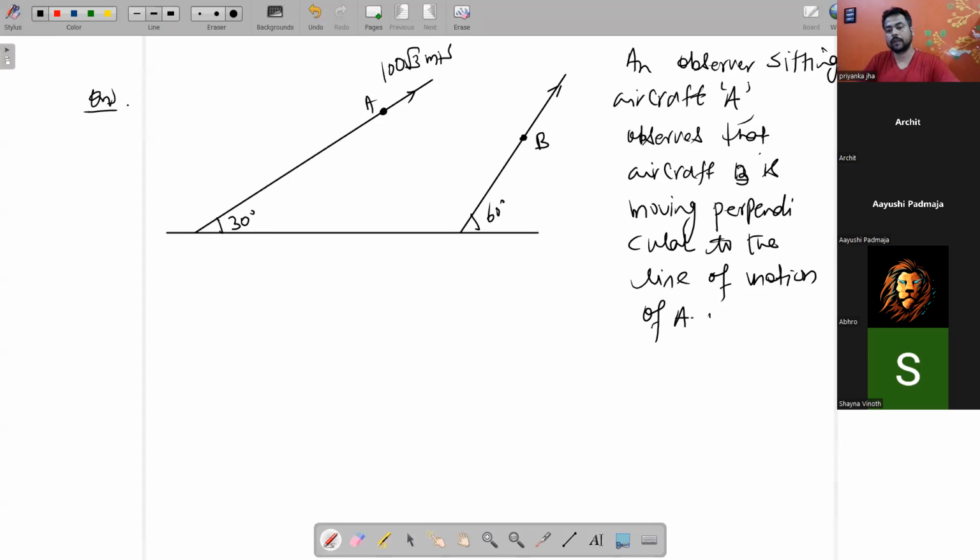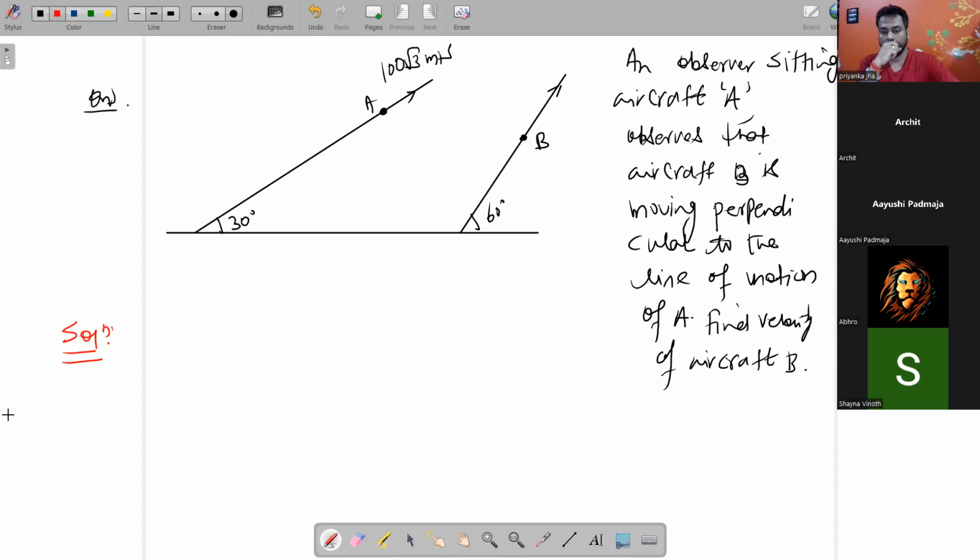We have to find the velocity of aircraft B. Just give it a try. Take 2 minutes, think about this, then I'll solve.